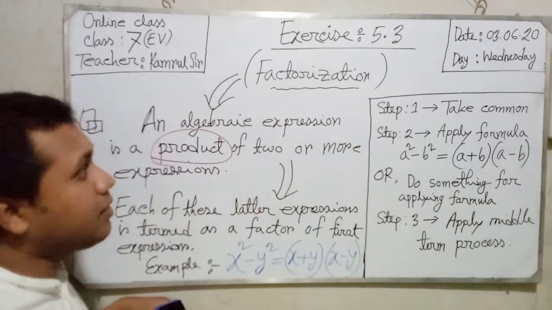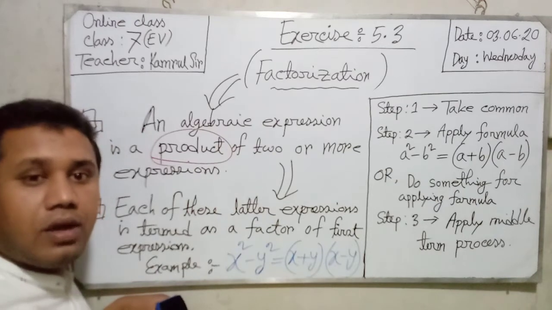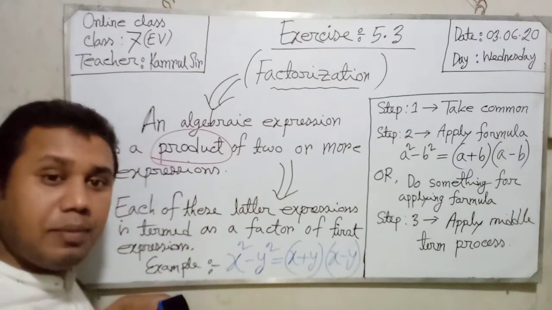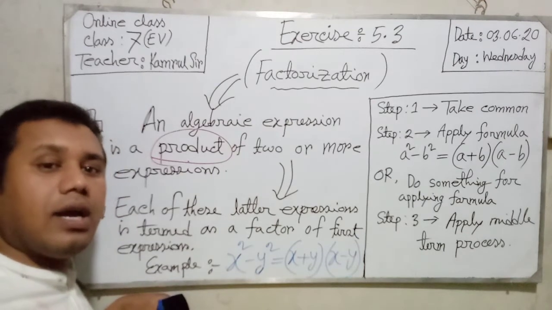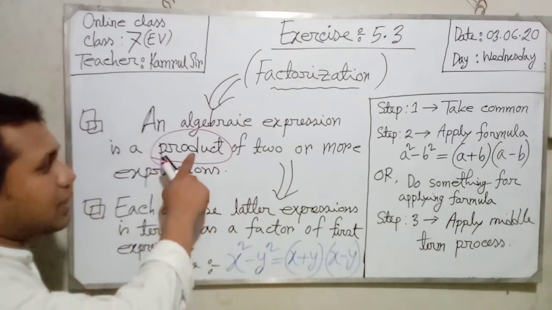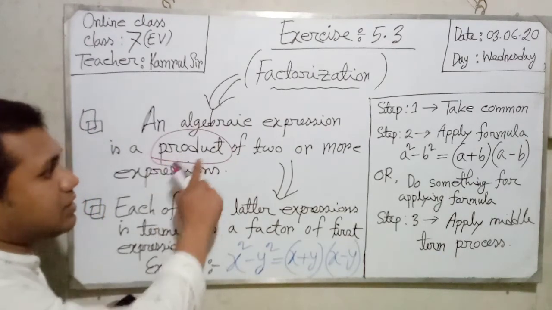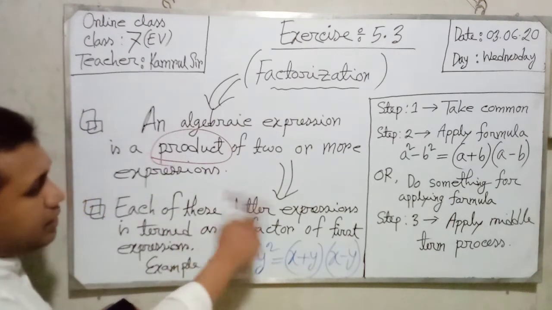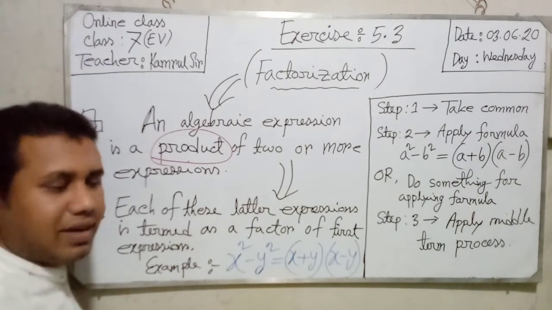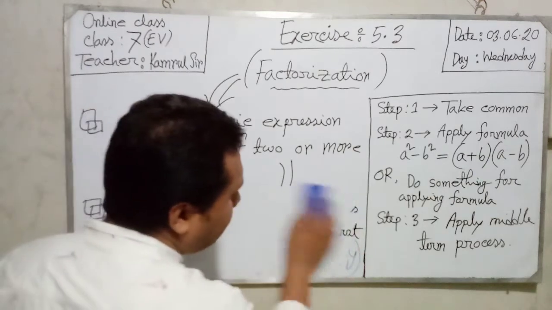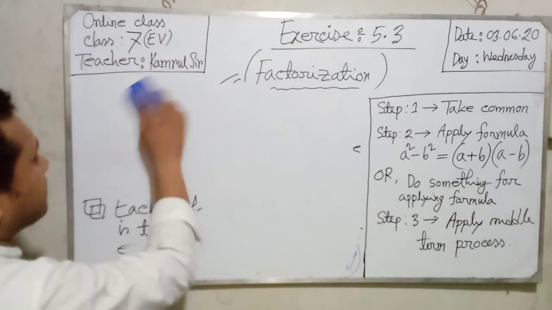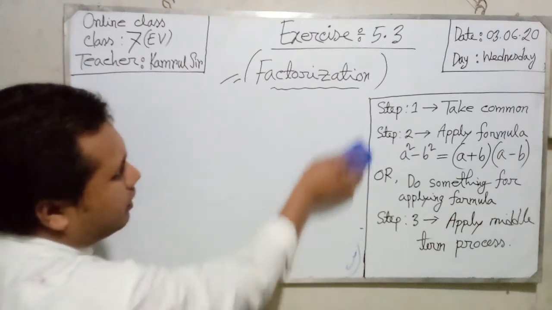So again I can say factorization means we have to express as a product, that means according to multiplication. Remember, multiplication, not our plus, minus or division symbol. We have to write as a multiplication because this is the product. And each term is called a factor. Now dear students, take your math book and open exercise 5.3.